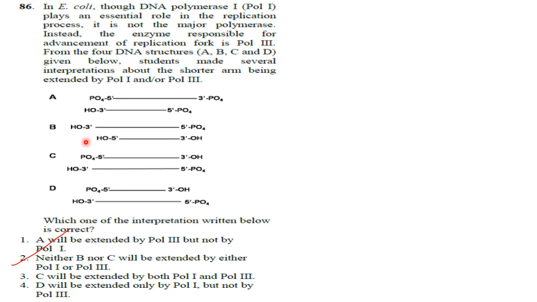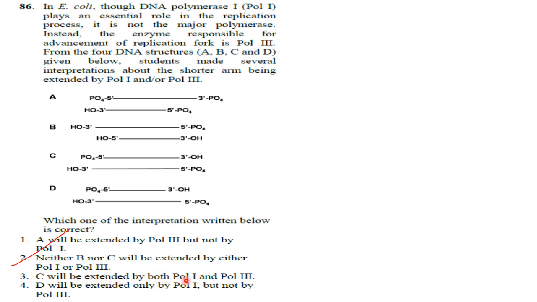Here it is 5' OH. It adds nucleotide only to the 3' OH end. So here also it will not be synthesized. So neither B nor C. Now C case. Here 3' OH is there but there is no template. Here also 3' OH is there but no template. So polymerase 1 and polymerase 3 will not be able to synthesize. So option 2 is the right answer.